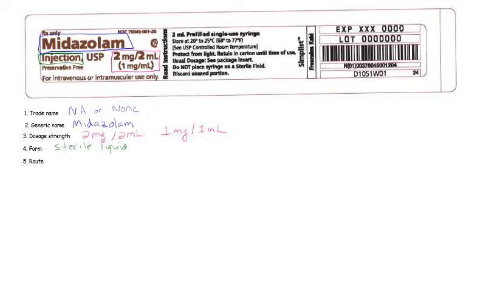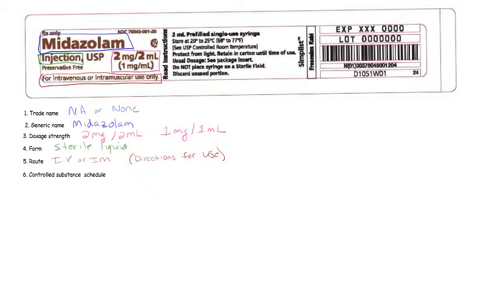Another item you need to be able to identify is the route of administration. In this case, it is for intravenous or intramuscular use only, which I will just write as IV or IM. This can also be asked as directions for use.